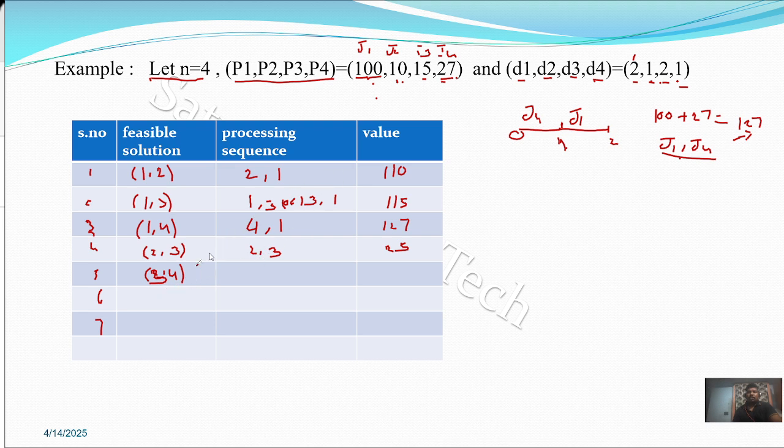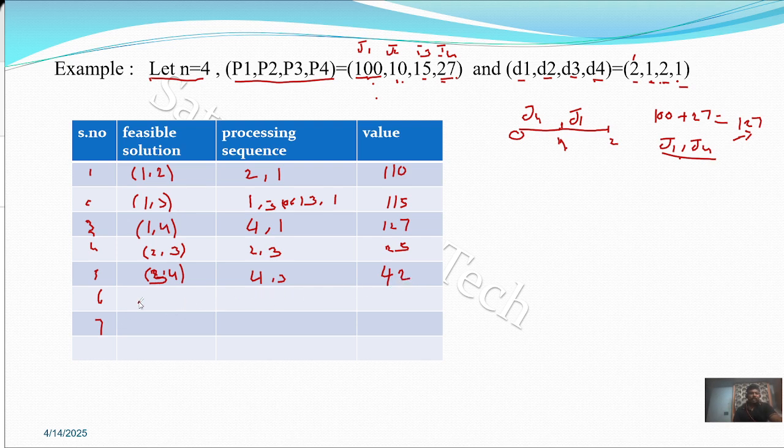Now you can see 3 to 4. Here the profit for 3 to 4 is 15 plus 27. What is the deadline for the third job? It is 2, and the fourth job's deadline is 1. Now we consider 4 comma 3. What is the profit? That is 15 plus 27, equal to 42. So this is the value.